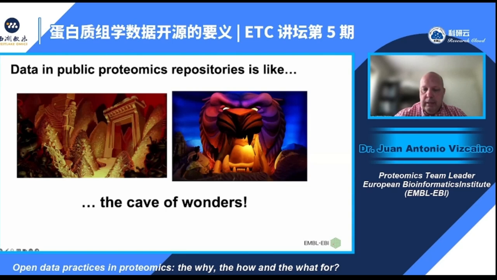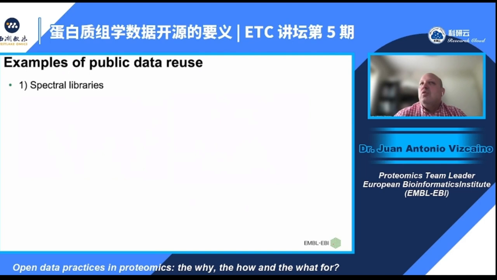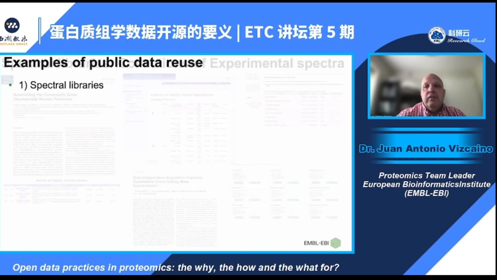So in the next few minutes, I'm going to highlight some high-level examples of public data reuse. The classification that I have made could be made in other ways, but I think it will be useful for you to highlight some of the uses that this data has. And the first use that maybe can be highlighted, and this is not in particular order, it's just an artificial order that I have created, is the creation of spectral libraries. So spectral libraries are collections of experimental spectra that are accumulated and that historically have been used for performing DDA experiments.